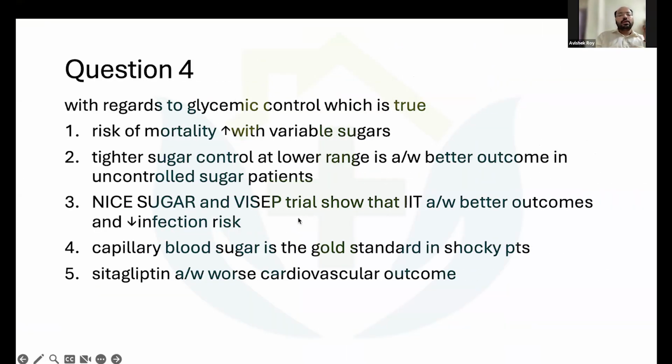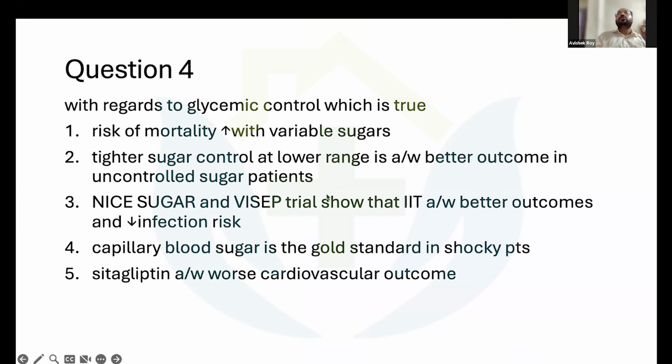So, option 1 is true. Yes, increased mortality with increased variable sugars. I have discussed that in the beginning. Tighter sugar control is better, theoretically better. Tighter means it's 140 to 180 in patients who have a controlled sugar on the background. For diabetic patients, you will want a less tight control. So this option is false.